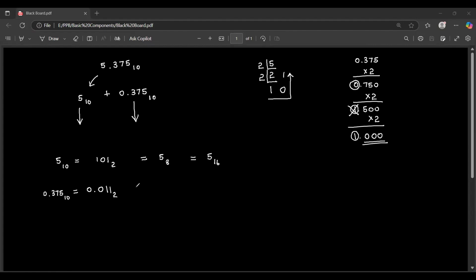Okay. Final answer. What will be the final answer? 5.375 to the base 10 will be equal to 101.011 to the base 2. That's it. You're just adding these two. Because if you add these two, you will get 5.375 to the base 10. Okay. And that's what happens here also. If you add these two, you'll get 101.011 to the base 2.